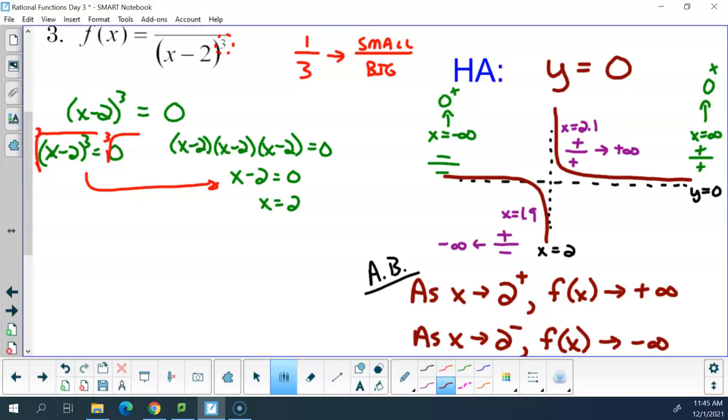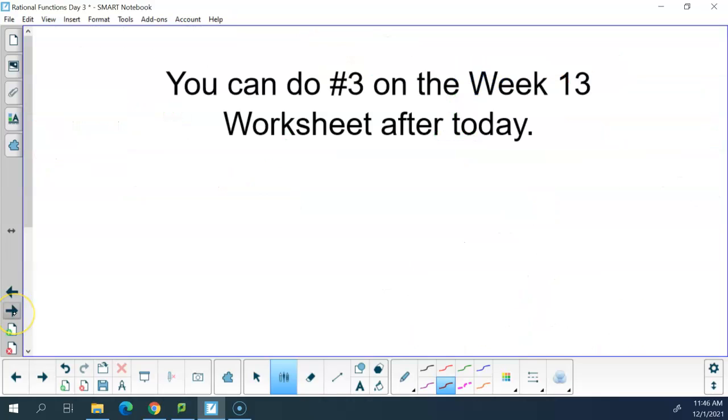Questions, comments, concerns, clarifications from today? So as of this moment right now, you should be able to do numbers 1, 2, and 3 from your yellow worksheet. I strongly encourage you to now take this logic that we just did and go back to numbers 1 and 2 and make sure that you did those right with your end behaviors and your asymptote behaviors. Okay?